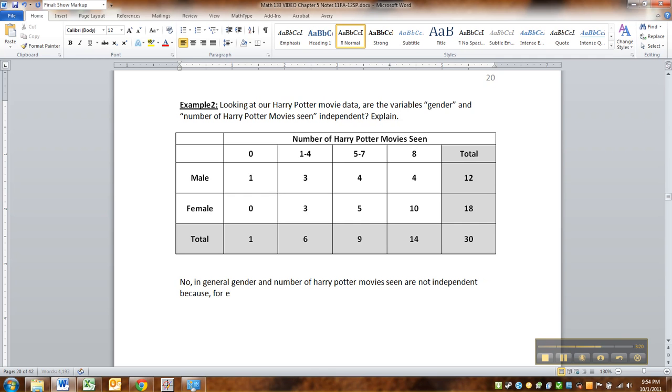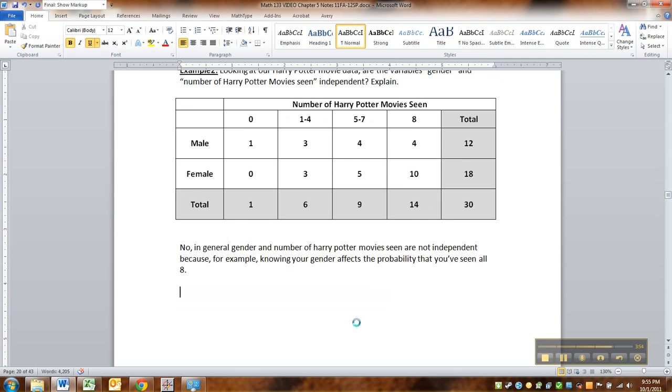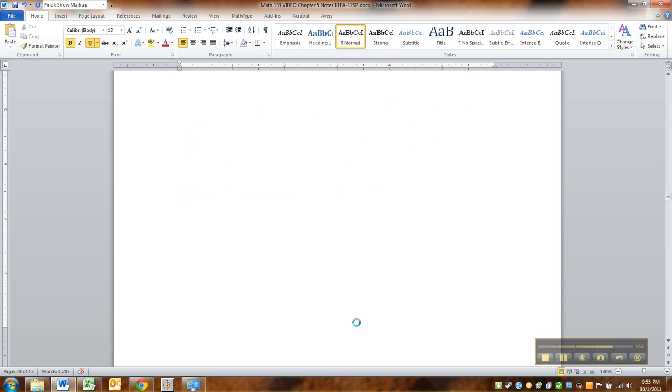because, for example, knowing your gender affects the probability that you've seen all 8, right? So, for example, knowing that I'm female means I'm much more likely to have seen all 8 than knowing that I'm male, for example. All right, we're going to get a little bit more fine-tuned with that one in a minute, but just bear with me for right now.